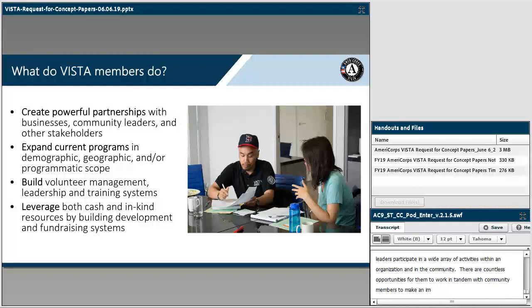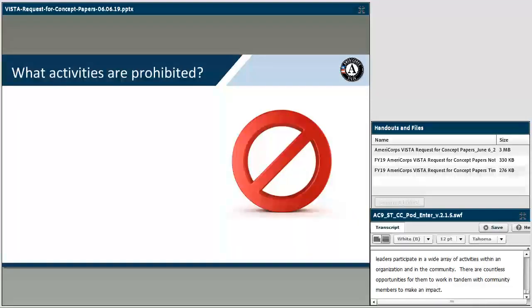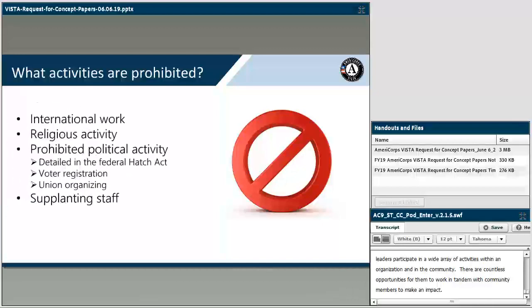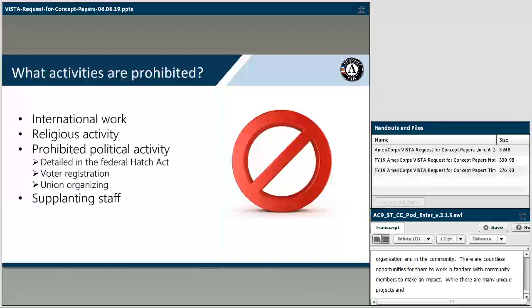While there are many unique projects and activities that are appropriate for VISTA members, there are definitely some activities that are prohibited. So let's take a look at those on the next slide. There are a number of things that VISTA members cannot do per the Domestic Volunteer Service Act that created VISTA. Prior to service, VISTA members must complete the online Terms and Conditions course that details what's provided to members and what is allowed during VISTA service.